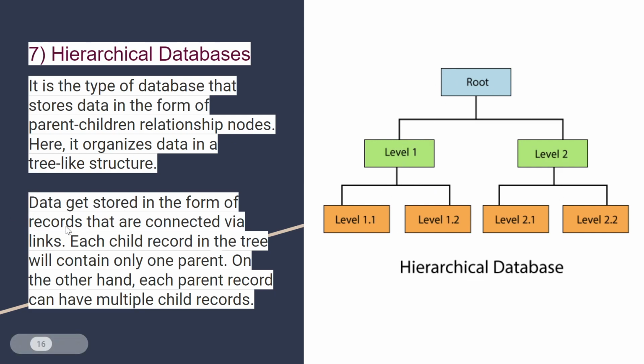Data gets stored in the form of records, and all are linked through links. So every data is linked through links. Each child record in the tree will contain only one parent. So this one has only one parent, right? On the other hand, each parent record can have multiple child records. So one parent can have multiple child records. So this is the main hierarchical database.